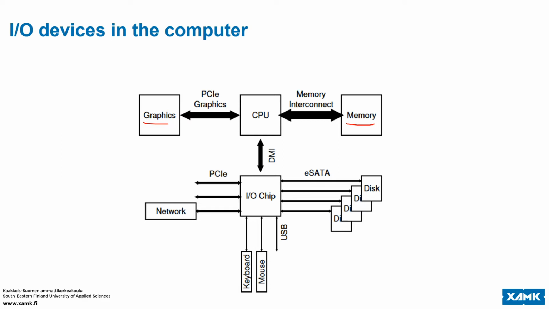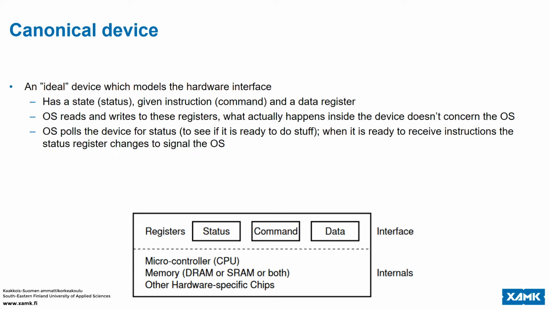And then there is a set of different I/O devices that are controlled by various I/O chips. These might include network adapters, disk drives, keyboards, mice, or other USB devices. So it would make sense to have some sort of I/O controller to manage all of this complexity and to have some sort of common way of communicating with the CPU. That standard way of communicating between I/O devices and a CPU is called a canonical device.